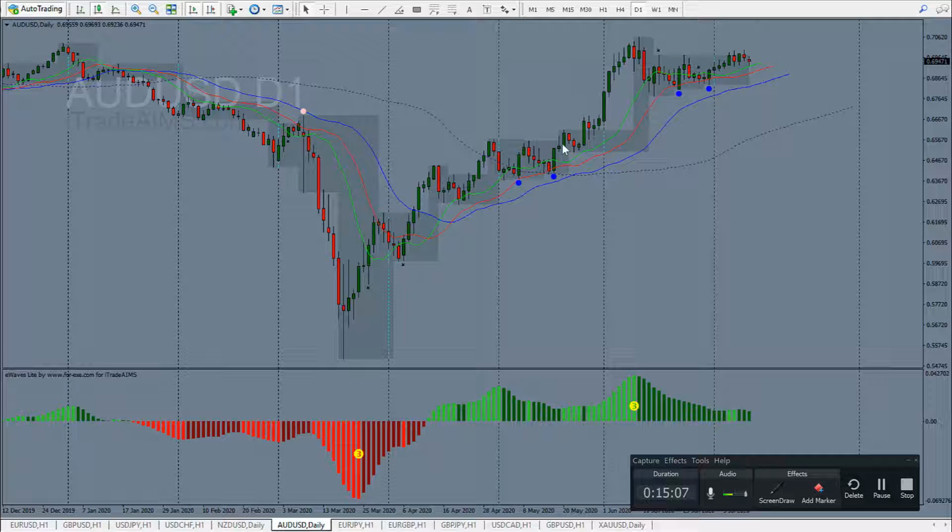Anyway, so this is the Australian dollar. Same thing, very strong recovery.